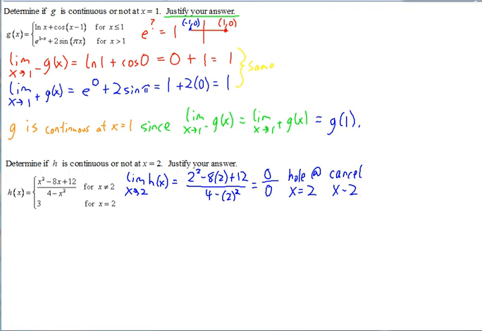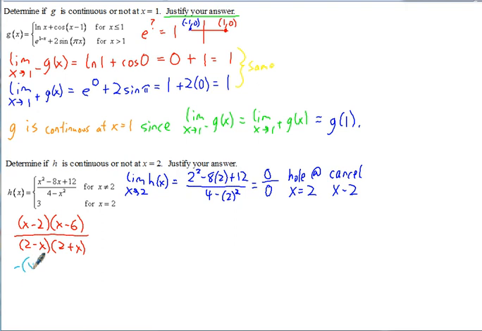If we factor out the numerator, that would be x minus 2 and x minus 6. And the denominator factors into 2 minus x and 2 plus x using difference of perfect squares. Then to get the x minus 2's to cancel, you just factor out a negative 1 out of one of them. So I'll factor out this one.